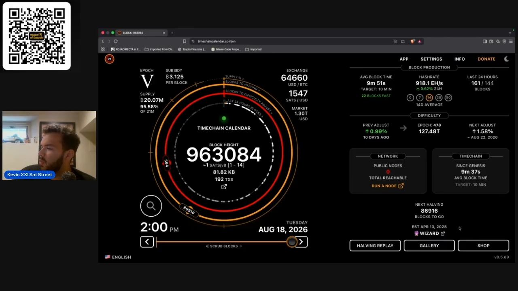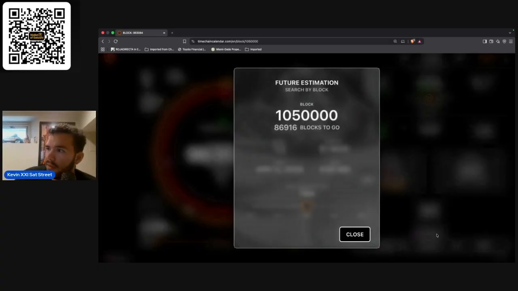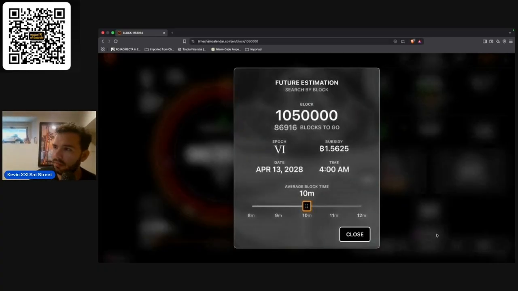Actually, let's click on the wizard real quick. Let's see what the wizard has to tell us. Oh, look at that. So it says right here, April 13th of 2028 at 4 a.m. we'll be in Epoch 6. Right now we're in Epoch 1, and this will be the new subsidy right here, the new reward right here. And by that time, Bitcoin will already reach block 1 million.